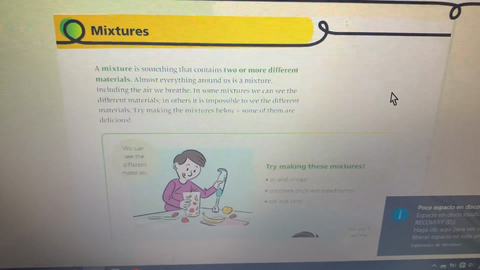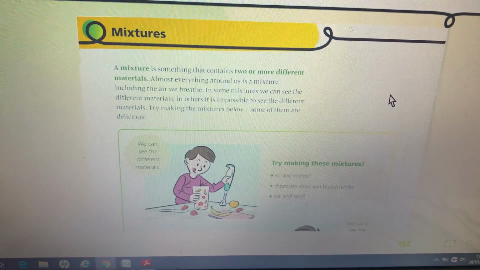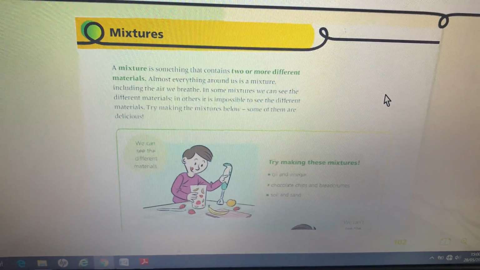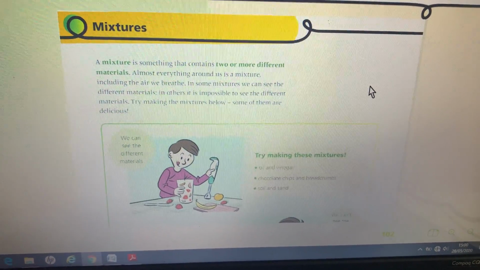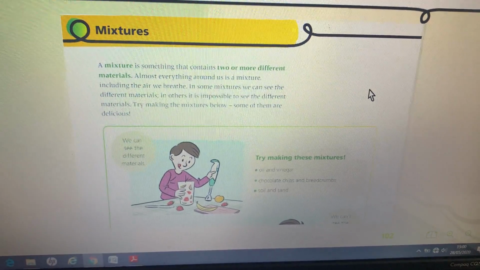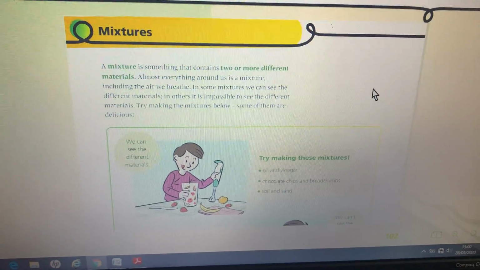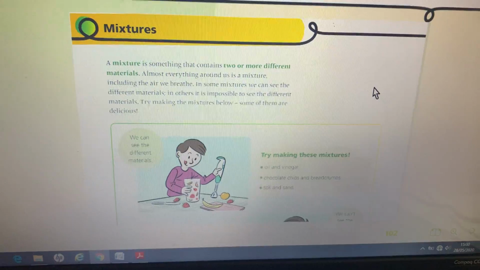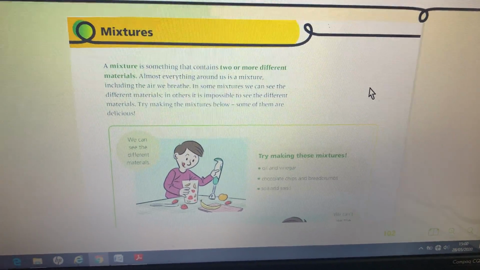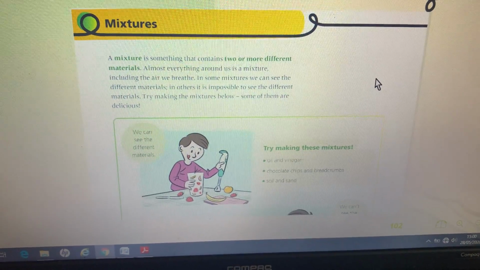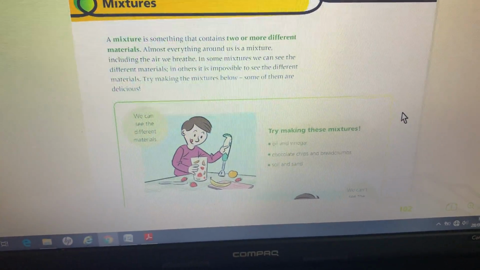It says that some mixtures you can see perfectly. When you make a fruit salad, you include strawberries, bananas, orange, kiwi, and you can see perfectly the different materials that make this mixture. But for instance, if you mix milk with sugar, you are not going to see the sugar. So this is a mixture where you cannot see the materials that form the mixture.